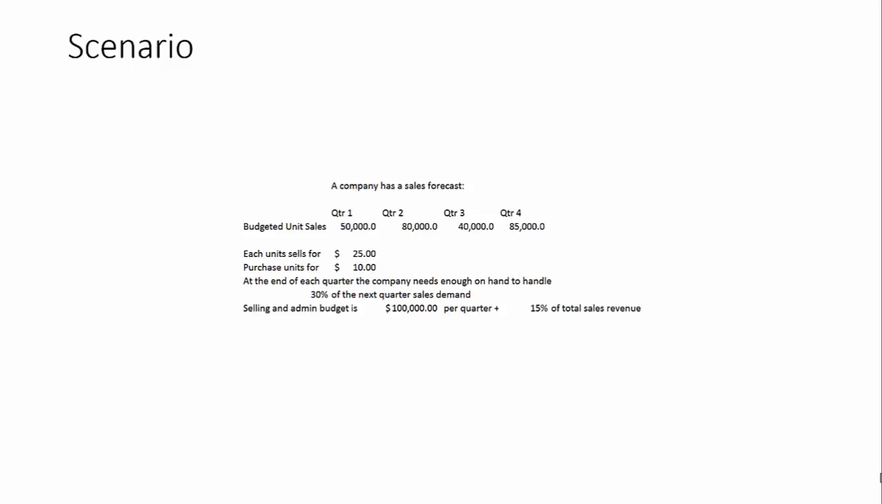We have some budgeted sales for quarter 1, 2, and 3, and we have information for quarter 4, but basically we're putting together information for the first 3 quarters of this year. Each unit sells for $25, and we purchase these units for $10 a piece. At the end of each quarter, the company will need enough on hand to handle 30% of the next quarter sales demand. Our selling and admin budget is $100,000 per quarter at a fixed rate and 15% of total sales revenue. That is the variable part of the budget.